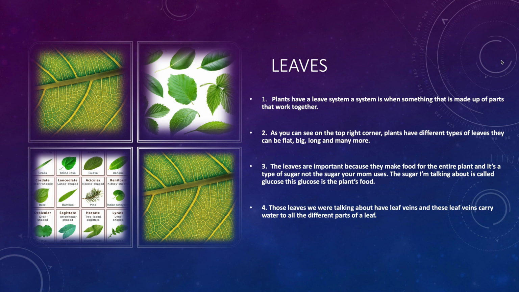Leaves. Plants have a leaf system. A system is something that is made of parts that work together. As you can see on the top right corner, plants have different types of leaves. They can be flat, big, long, and many more. The leaves are important because they make food for the entire plant. And it's a type of sugar, not the sugar your mom uses. The sugar I'm talking about is called glucose. This glucose is the plant's food.